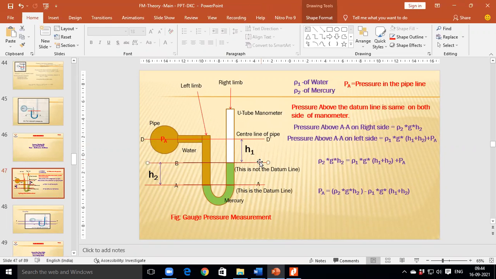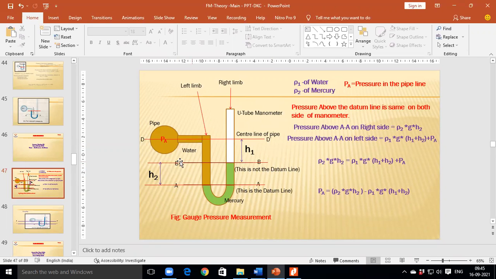Line BB dash is passing through the level of mercury in the right limb. Line AA dash is passing through the level of mercury in the left limb. So out of these three lines, DD dash, BB dash, and AA dash, AA dash is the datum line, and DD dash is the line passing through the center of the pipeline. And then measure the distance from the center of the pipeline to these two lines.